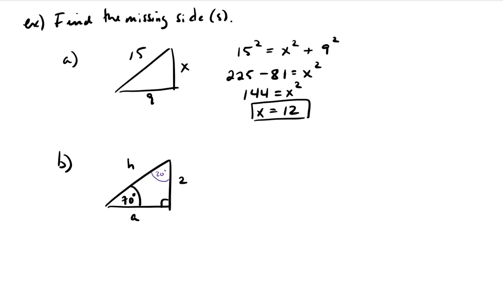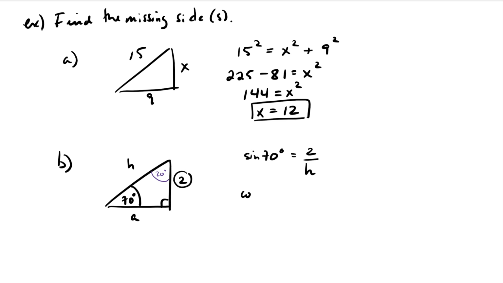Now, here I can't use the Pythagorean identity because I would have two unknowns, h and a. So I'm going to use some information about sine and cosine. First of all, I can use the 70-degree angle, and notice I know the opposite side. So the sine would be opposite over hypotenuse. Using sine allows me to have an equality with only one unknown, so I can solve this for h.